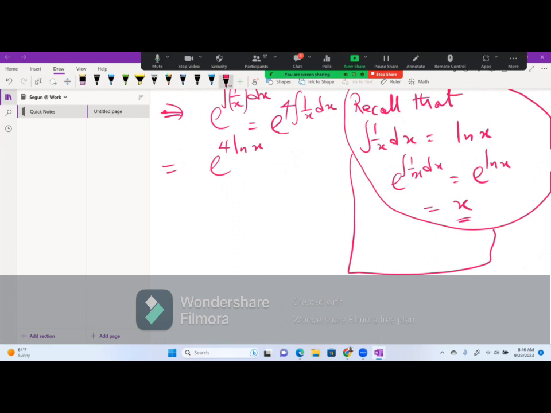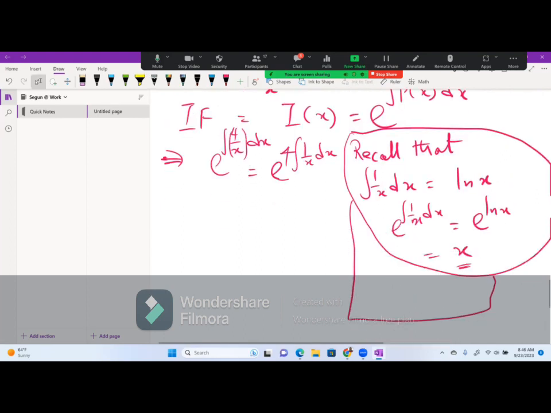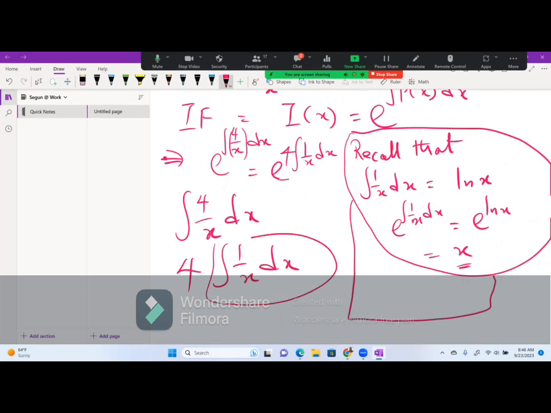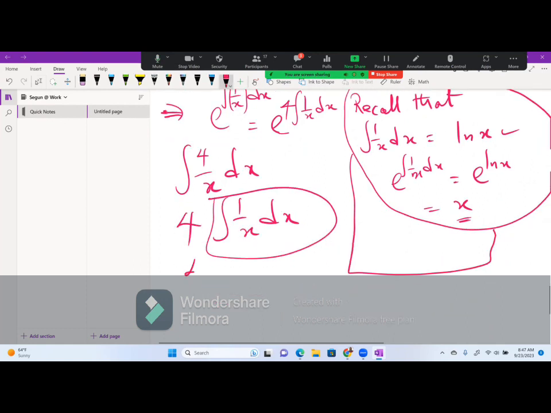Now what I'm doing is this. You are taking me into integral again. You remember that you have integral of 4 over x dx. I know 4 is a constant. I can take it out. I take my 4 out. It remains 1 over x dx. And I know this one from here. So what would it be? It's going to be 4 ln x. That's all. That's what I did.